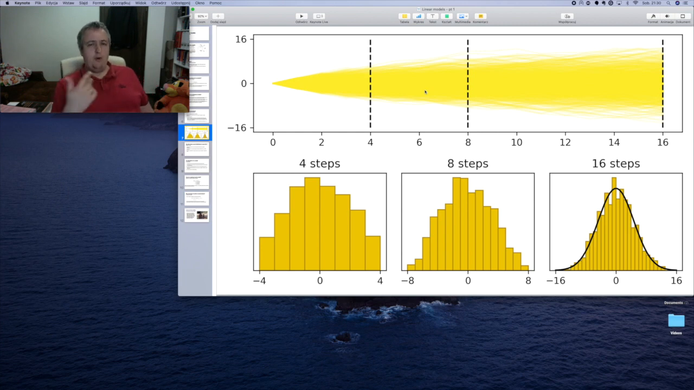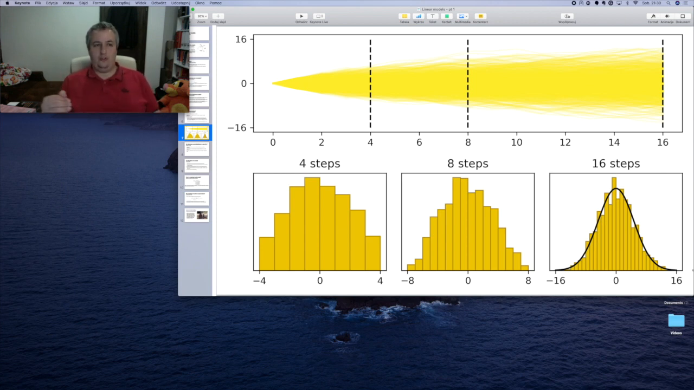After 4 steps, we can see that there's a certain concentration in the middle. Of course, fewer people decided to move all the way through the 4. Again, this happens with 8 steps and 16 steps. And in 16 steps, as you can see, the normal distribution fits it very well, because we've observed that situation.